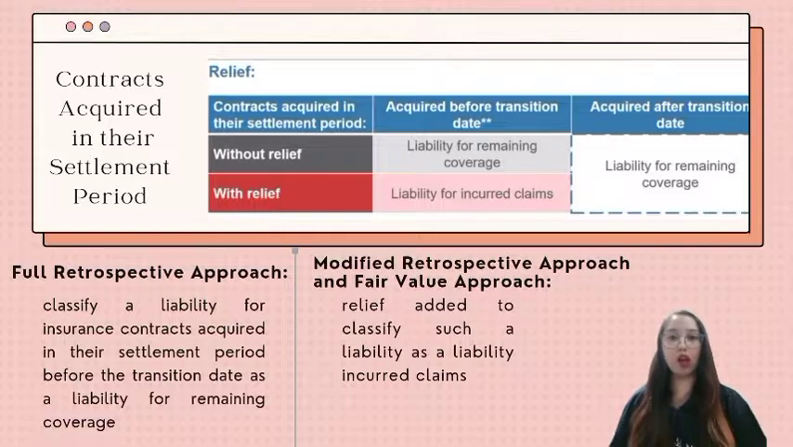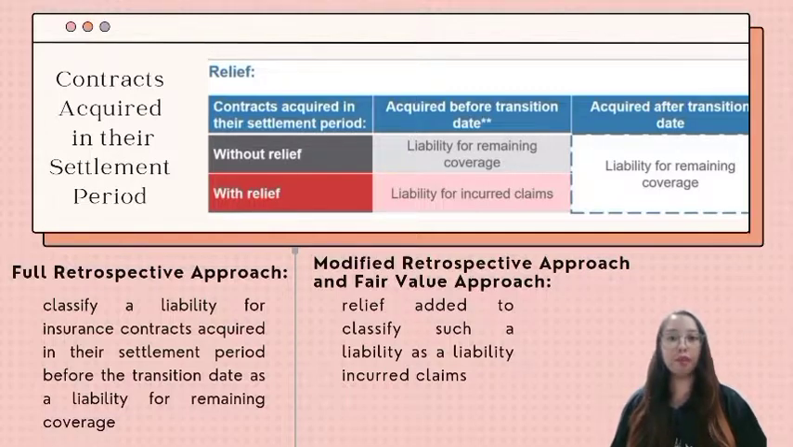The next naman po sa relief under this amendment, apply sa insurance contracts acquired sa pag-transfer ng insurance contract or sa business combination within the scope of IFRS 3 na nangyari before ng transition date. Applying po yung full retrospective approach, nire-require po ng IFRS 17 sa entity na i-classify yung liability para sa insurance contracts acquired in their settlement period as a liability for the remaining coverage.